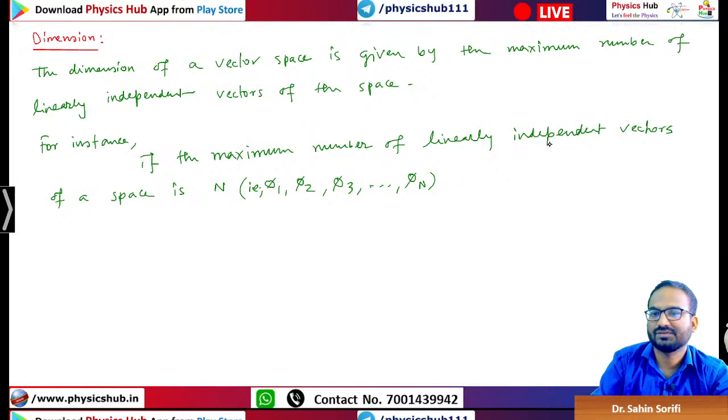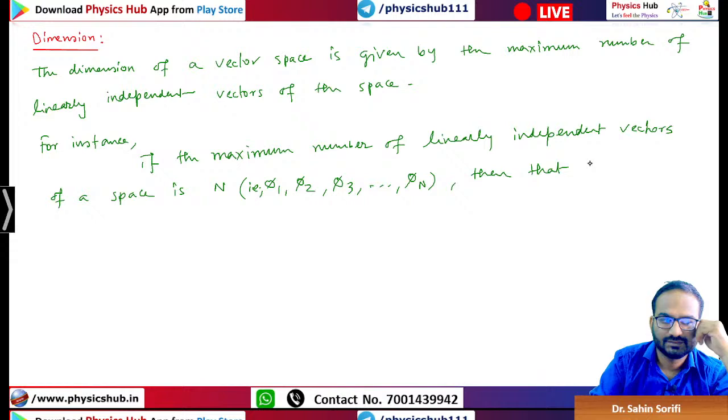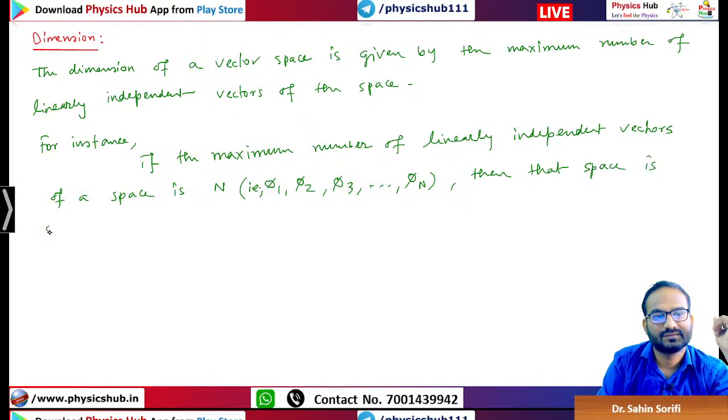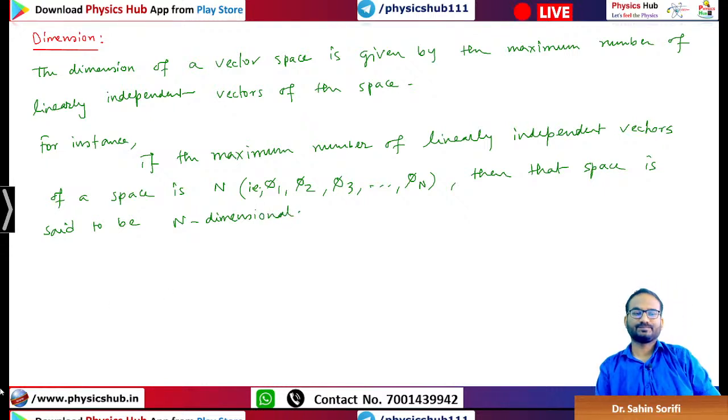If the maximum number of independent vectors of a space is n, then that space is said to be n dimensional. With the help of these n vectors, we can represent any vector of that space.